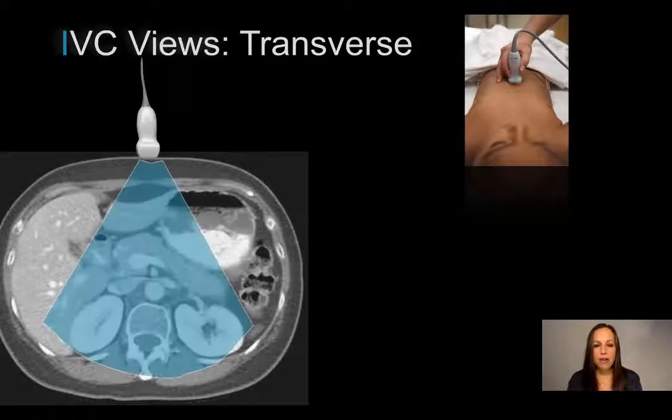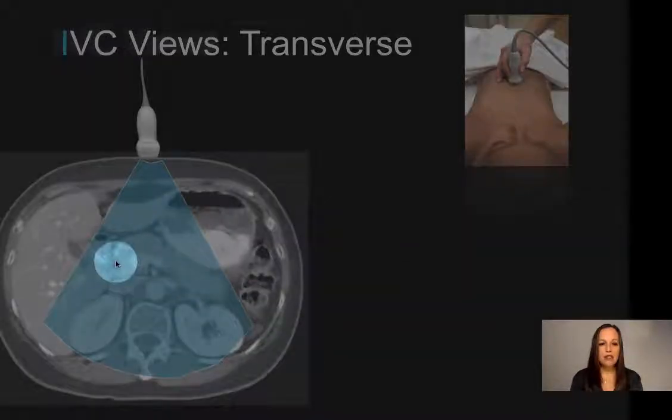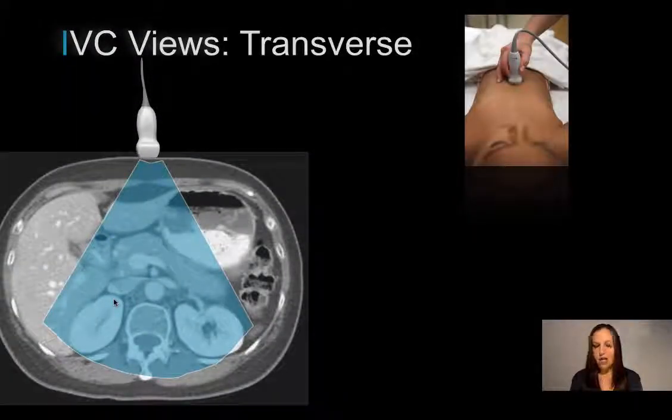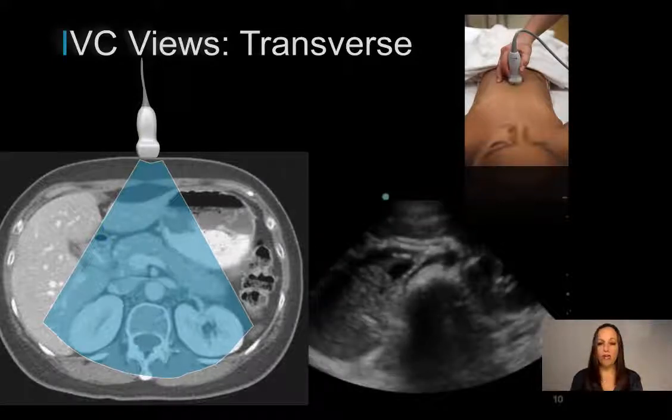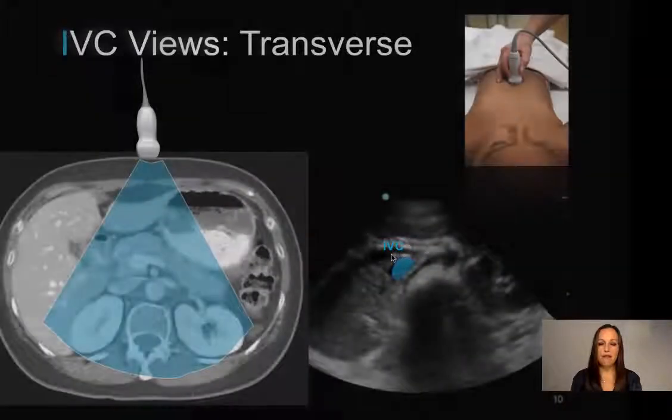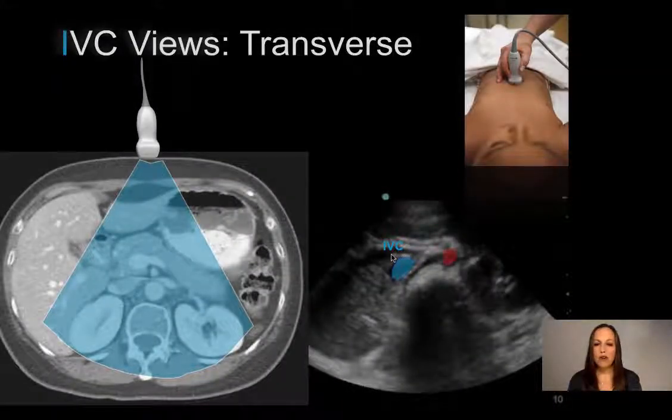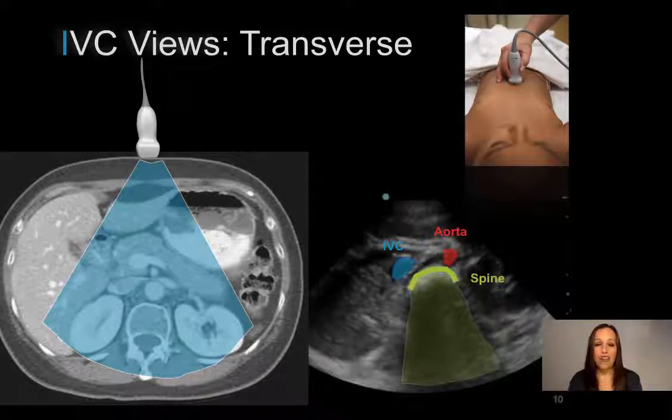Anatomically, we can look at this side by side. Indicator is towards the right of the patient. You start with the transverse view, and you can see here we have the spine, the aorta, and the inferior vena cava, and this will correspond with our ultrasound image here. The things that you'll be looking for first in transverse view are the inferior vena cava, the aorta, and then the spine with the posterior shadow.